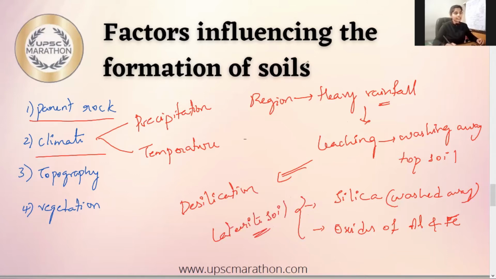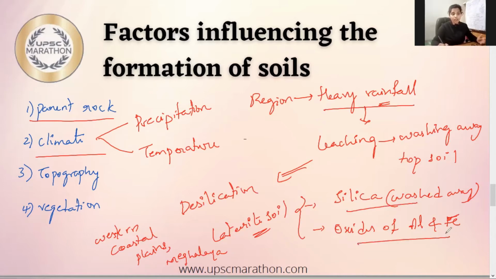Where can we observe laterite soil? Mainly in the western coastal plains and some part of Meghalaya. Fine. So this is how precipitation influences the formation of soil. If the heavy rainfall washes down the silica, leaving behind the oxides of aluminum and iron, it leads to the formation of laterite soil. The laterite soils are majorly used for plantation crops, tea, coffee, and rubber.